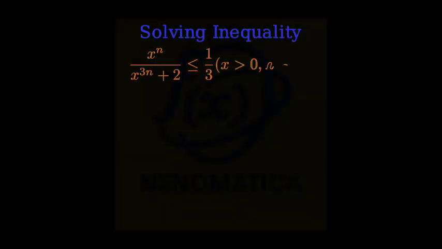Welcome to our math video. Today, we'll solve the inequality x to the power of n over x cubed n plus 2 is less than or equal to 1/3, where x is greater than 0 and n is a natural number. Let's begin solving this inequality.